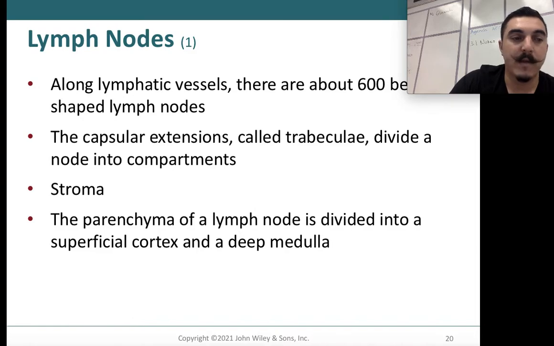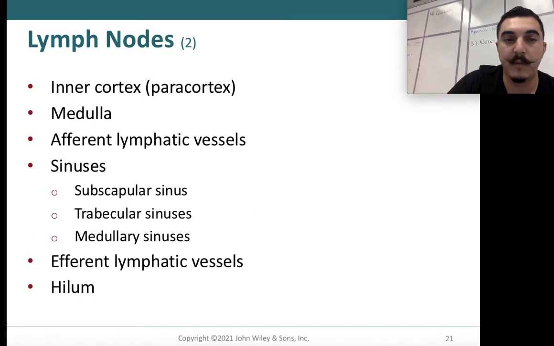Right. Okay. We also have what are called lymph nodes. So we've talked about the thymus, which is the production of those T cells, and now we have the lymph nodes. Those are bean-shaped structures, so they look like a little bean. There's about 600 of those, and they have capsular extensions called trabeculae. They divide the node into different sections, and as we'll see in a picture, it has a stroma. The parenchyma of a lymph node is also divided into superficial cortex and deep medulla.